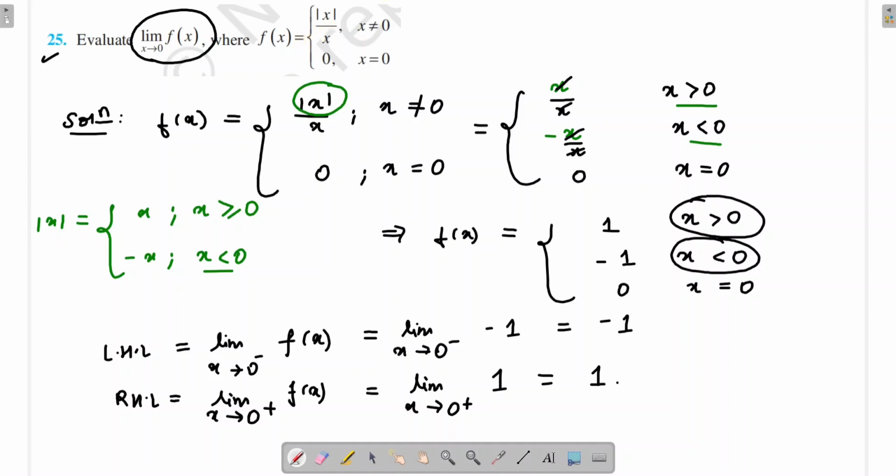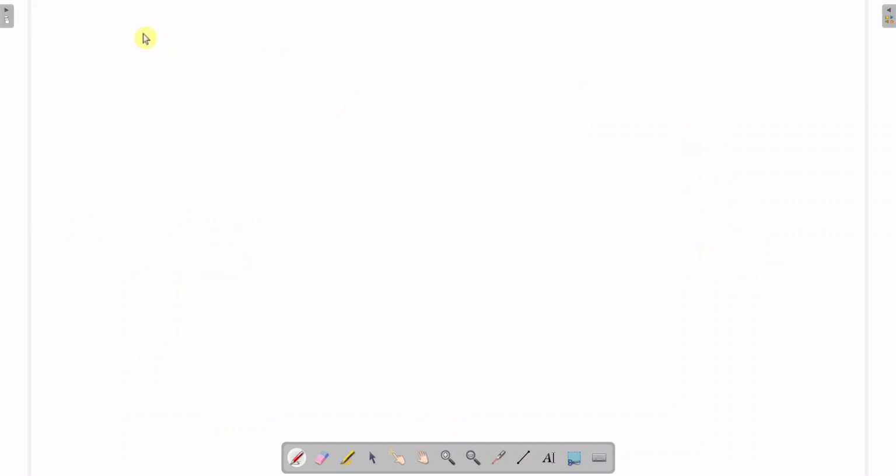And if you look at the left hand limit, this is not equal to the right hand limit. Left hand limit is what? Minus 1. Okay, and right hand limit is 1. So left hand limit is not equal to right hand limit.